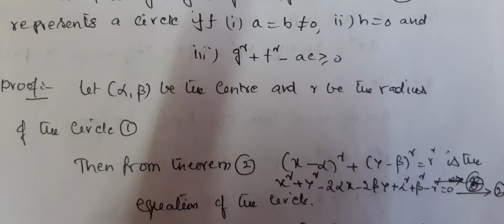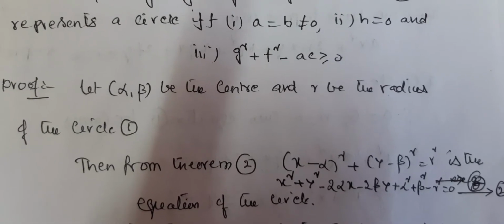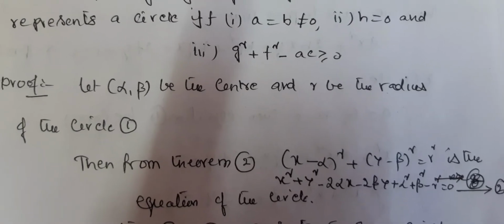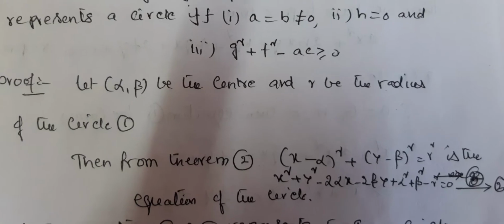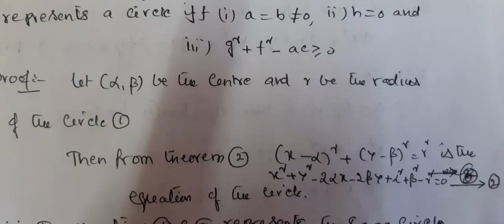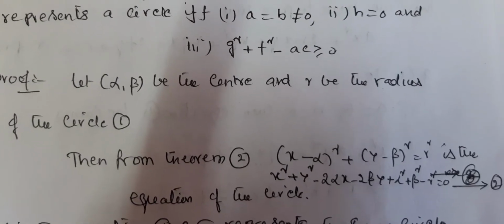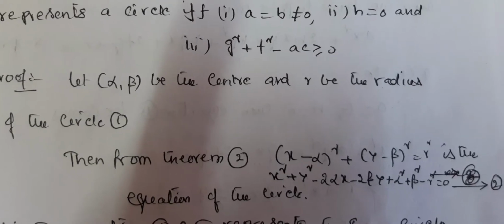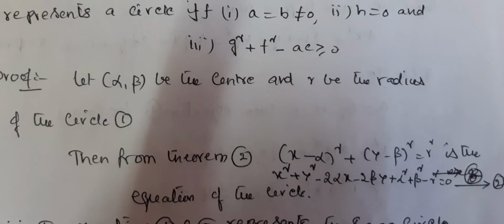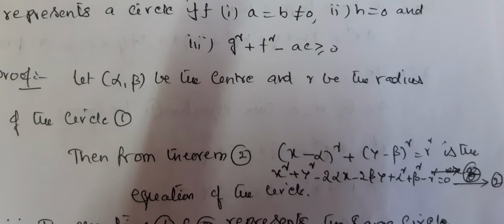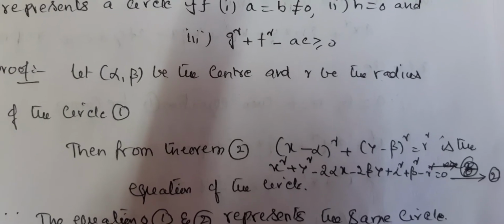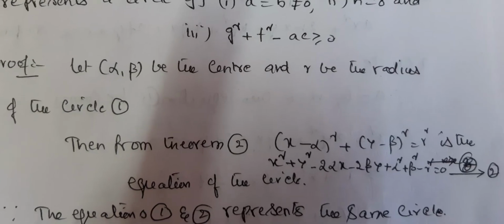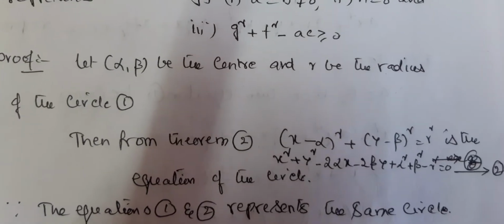When we expand, (a minus b) whole square is equal to a square plus b square minus 2ab. So x square plus y square minus 2 alpha x. While expanding (y minus beta) whole square, we get y square minus 2 beta y plus beta square. So writing x square plus y square minus 2 alpha x minus 2 beta y, and the remaining constants as alpha square plus beta square minus r square, is equal to 0. So that will be the equation of the circle.